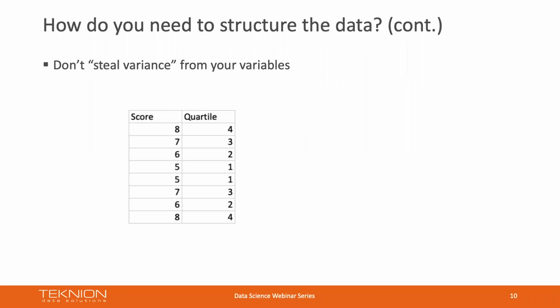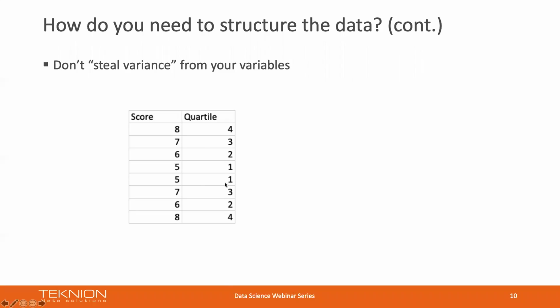So let's suppose we have a variable on the left that's score, and we have some scores in there. And then instead of actually saving the people's scores, we put them into quartiles. Okay, so a certain person with an 8 is in the 4th quartile, and a 5 is in the 1st quartile. What we've done is we've stolen variance.